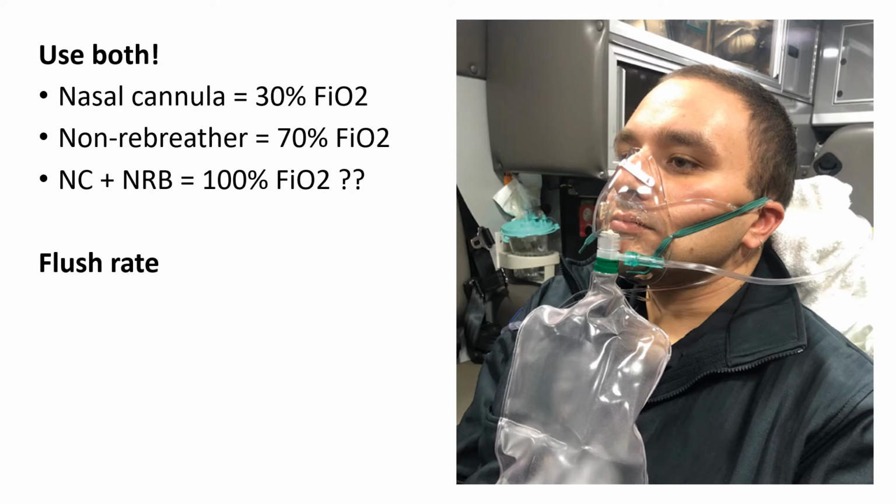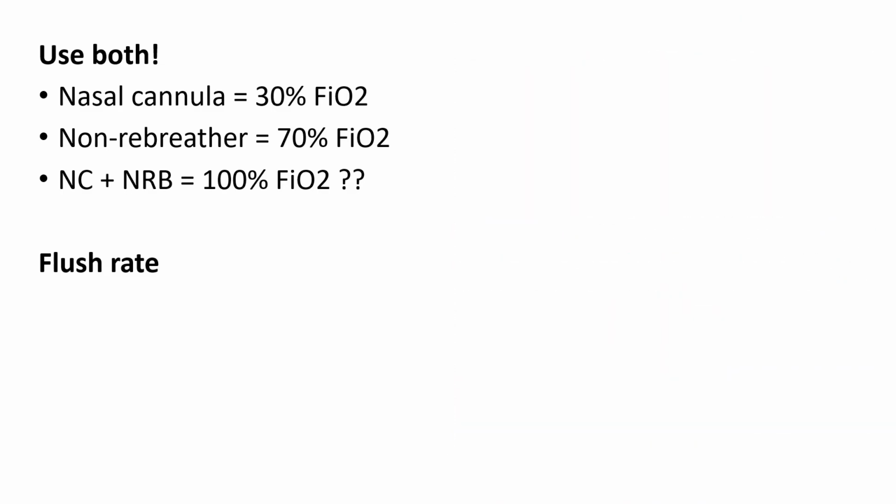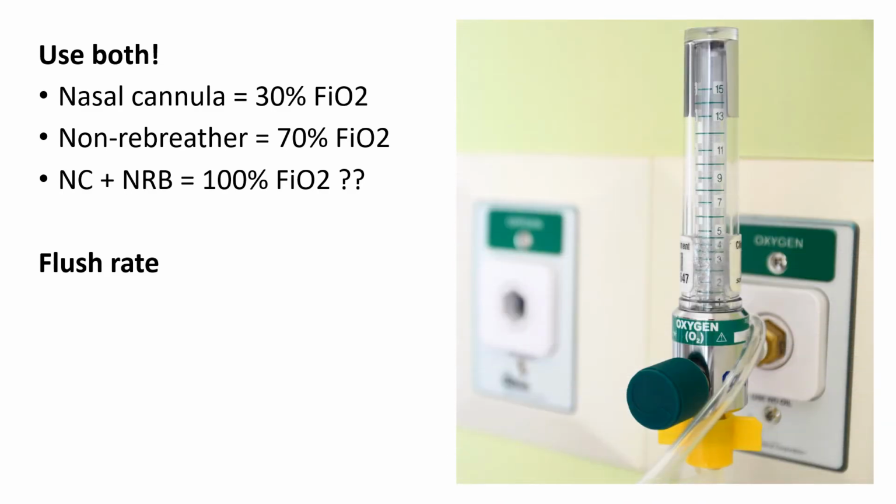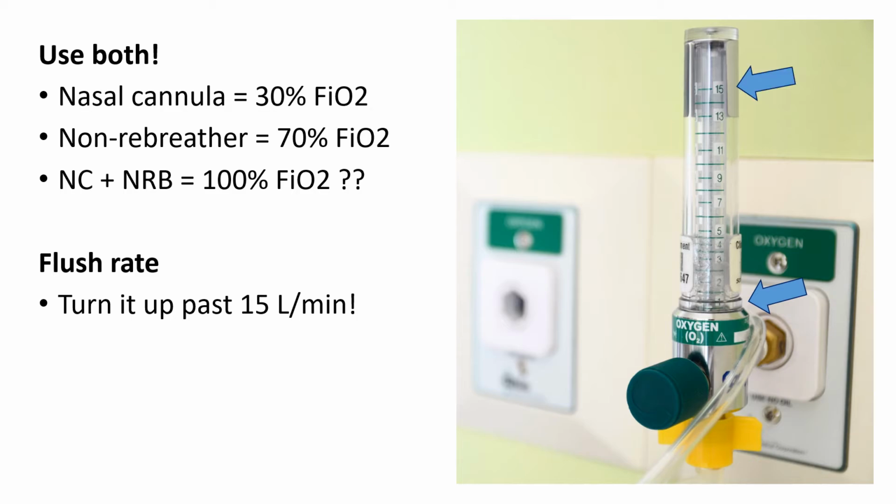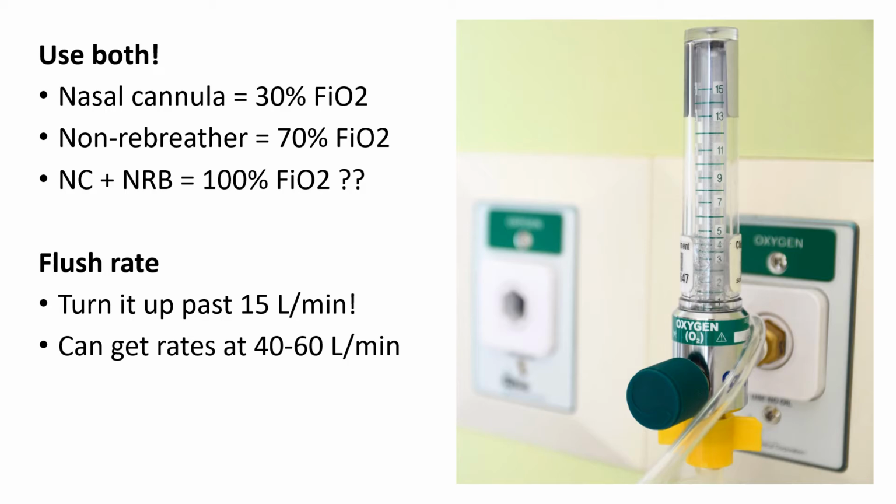Another option might be using flush rate oxygen. Oxygen in your hospital probably comes from the wall, and you probably have a little regulator like this. And those regulators, you can turn up past that 15 mark. If you look real close, they range from 1 to 15, but there is a little bit of space above the 15. So when you turn the dial, the little ball can keep going up past it. And if you crank it up the whole way, you can sometimes get rates as high as 40 or 60 liters per minute. So it's quite a bit more flow.